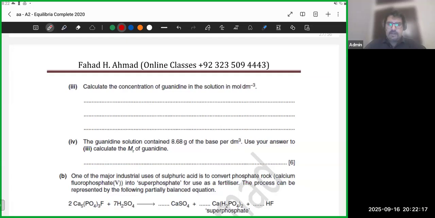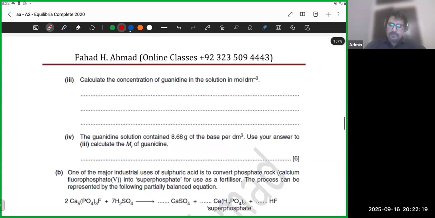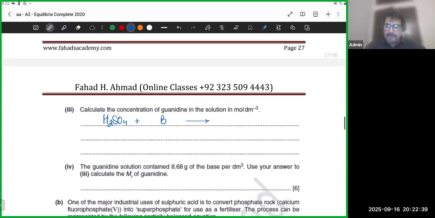Now this is probably going to be a moles question, because the first thing I need to figure out is in what ratio sulfuric acid and guanidine are reacting. If I don't know the ratio, it would be difficult to figure out the concentration.